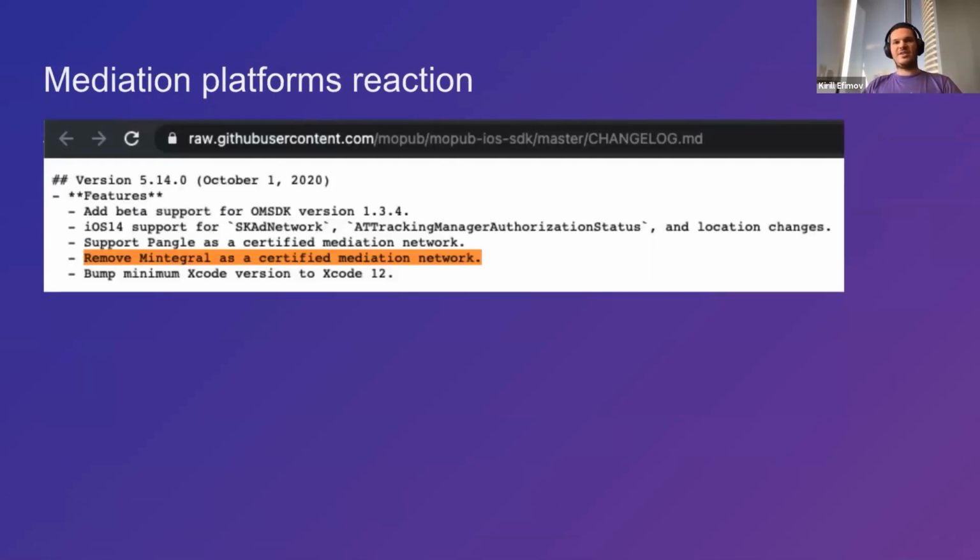Later in October, Twitter's mediation platform MoPub removed Mintegral as a certified mediation network. As far as I know, at some point, IronSource did the same. So overall, we were happy that our research helped the world become a bit better and reduce fraud.